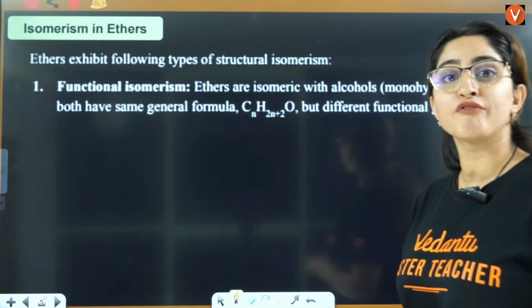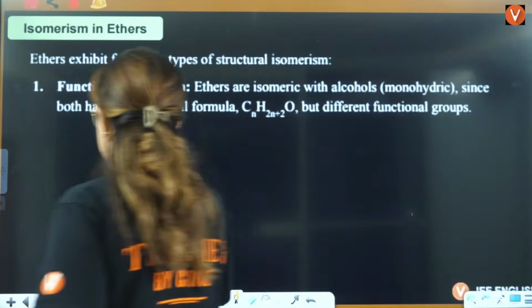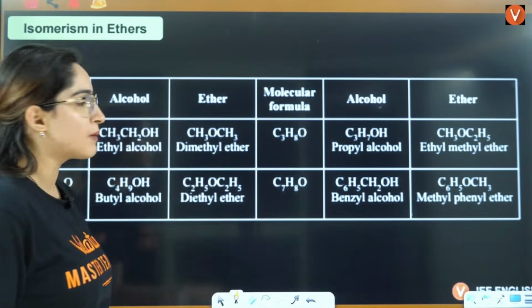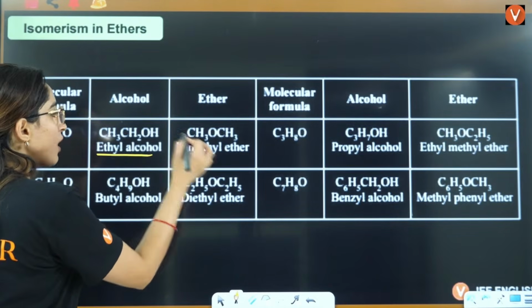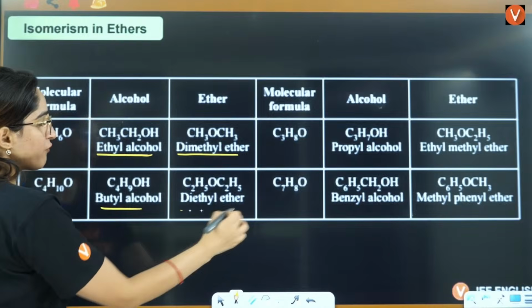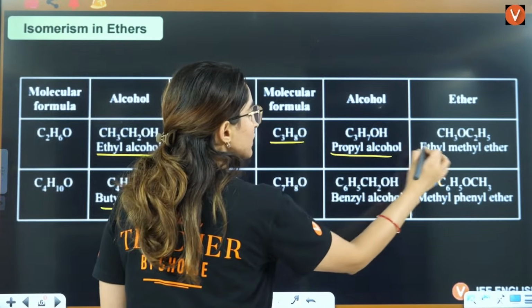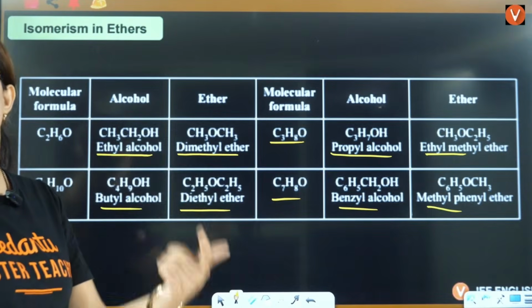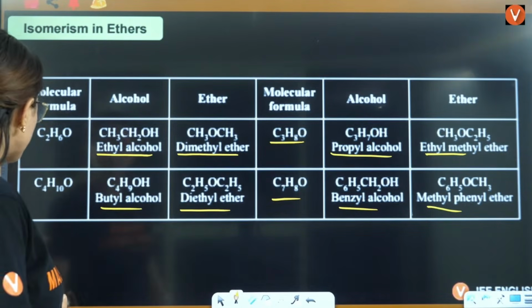Ethers show firstly functional isomerism. Ethers and alcohols can have the same formula. Like this is an alcohol, and with the same formula you can have an ether here. So ether and alcohol exist as functional isomers.